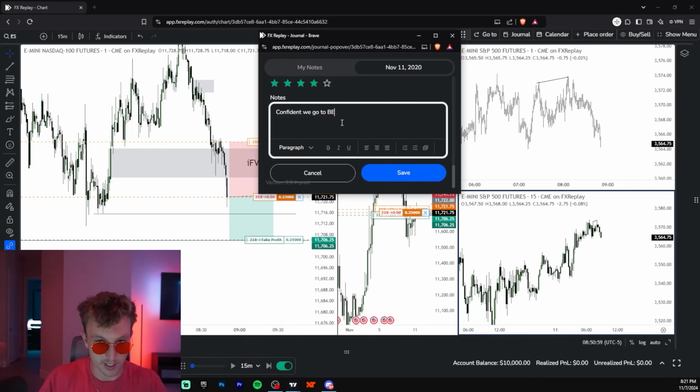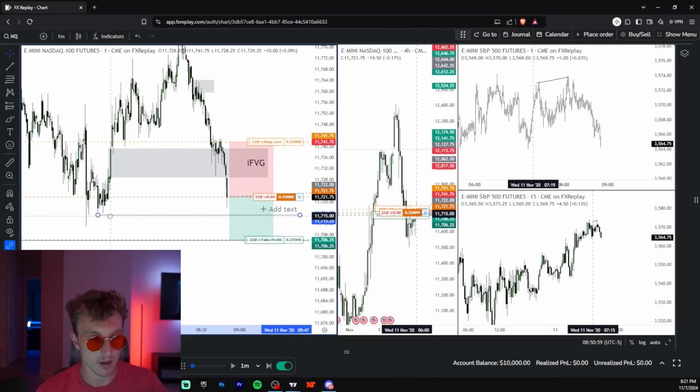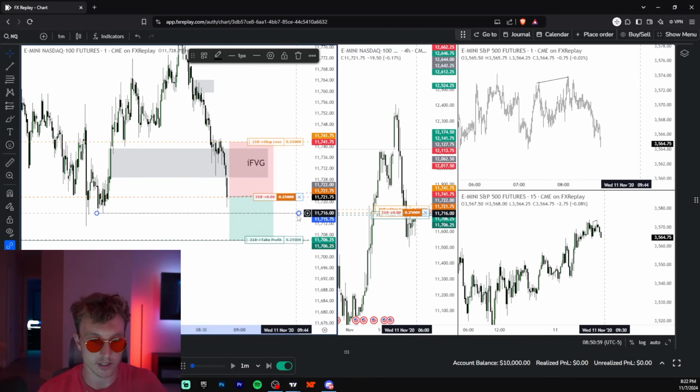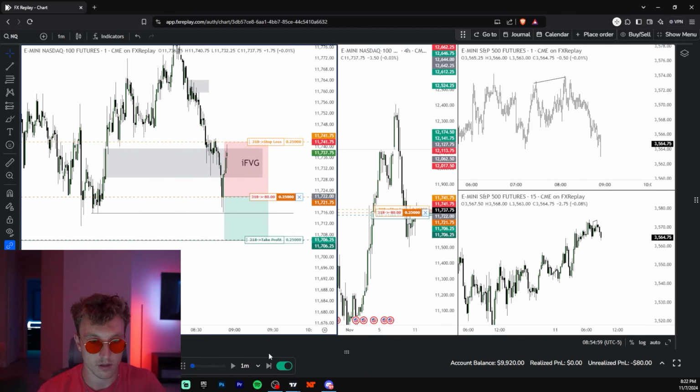Confident we go to break even, because here's the thing with these engineer lows here. I just think that's a super good, easy break even point. So let's just play it now. Just make sure we can't get stopped there.